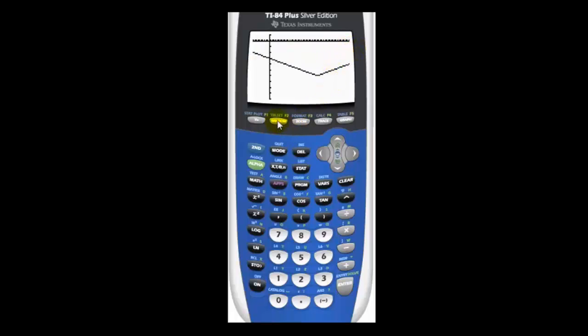So I'm going to go back to my window, and I'm going to change that x min. I want to go further left. So right now it's at -10. I'm going to try -30. Let's see how that looks.